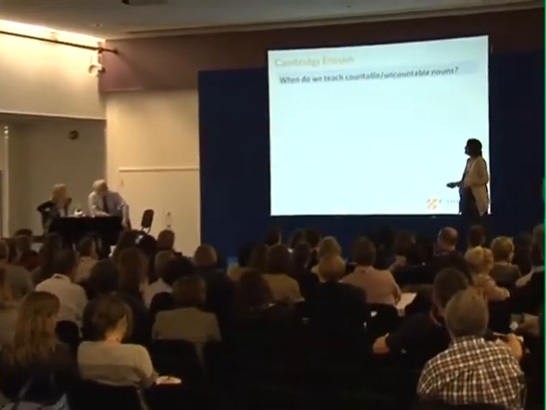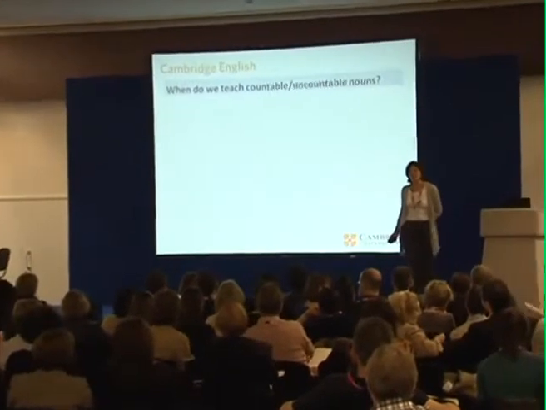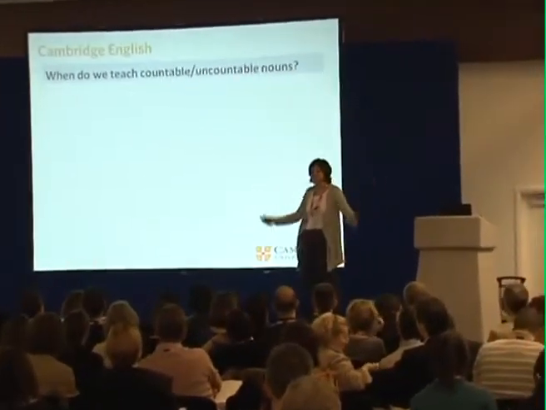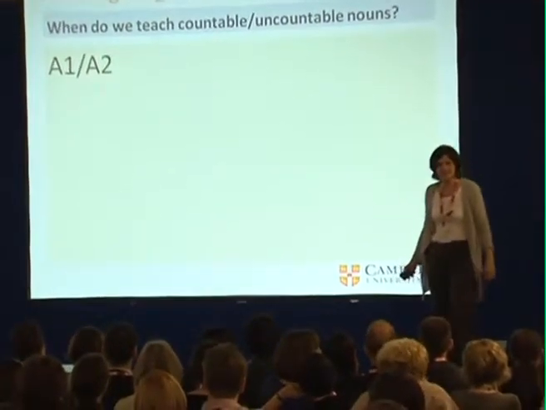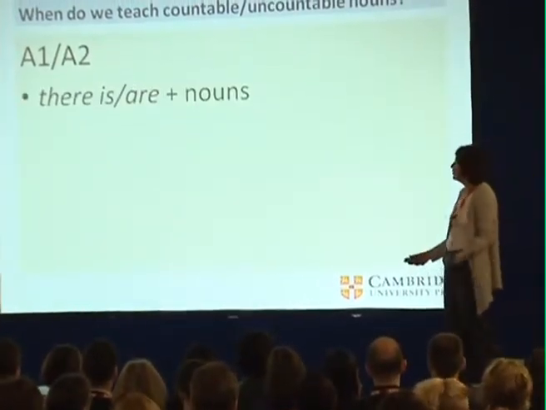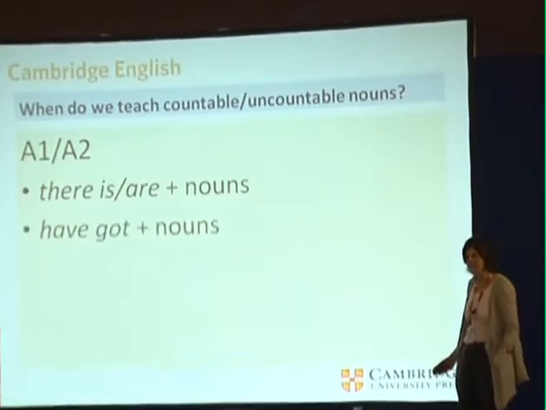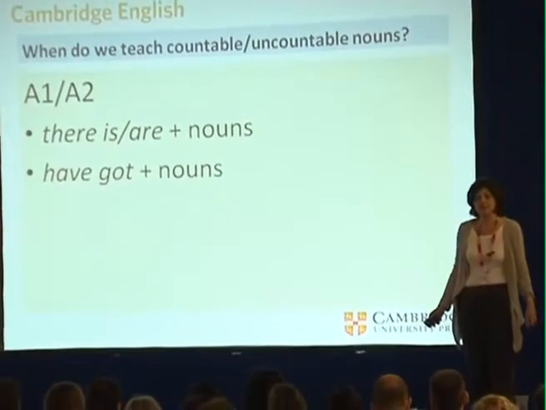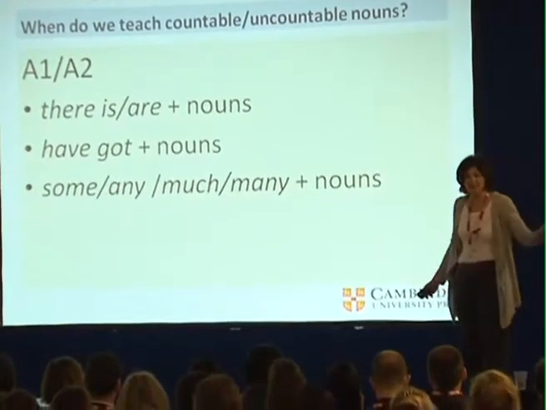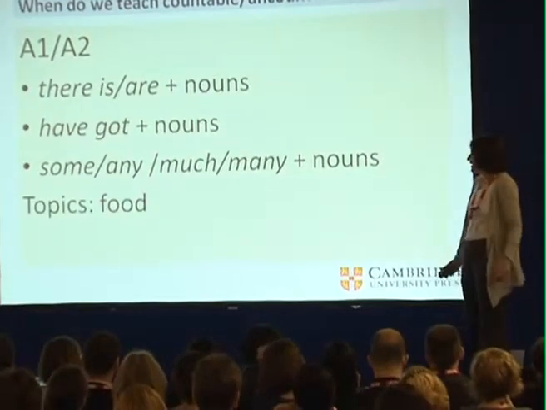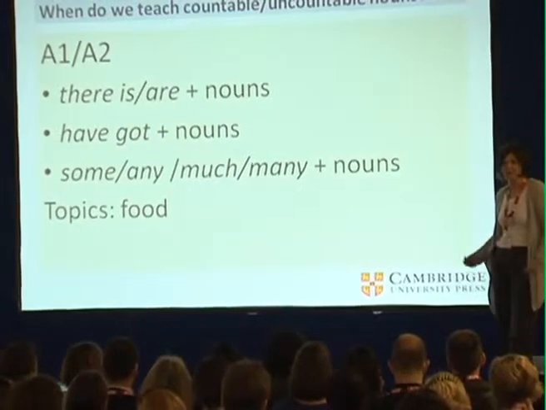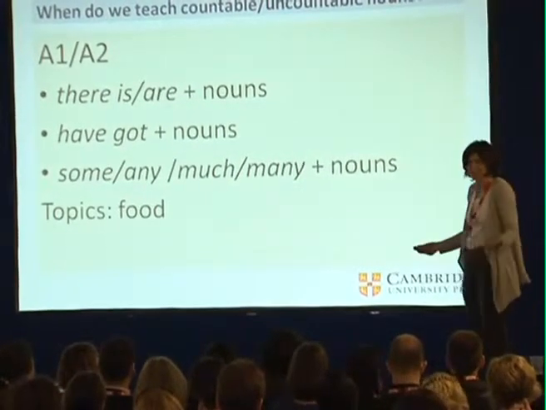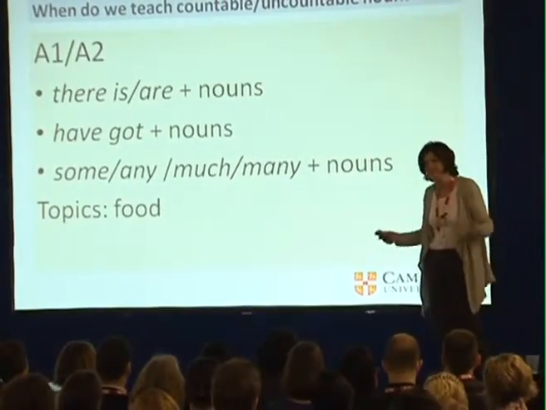So when do we teach countable, uncountable nouns? Early, okay. A1, A2, and we teach them with there is, there are, nouns, have got, nouns, so many, much, many, determiners. And often we teach them in the context of food. We have some nice examples with food, because food categories fall nicely into countable and uncountable nouns.